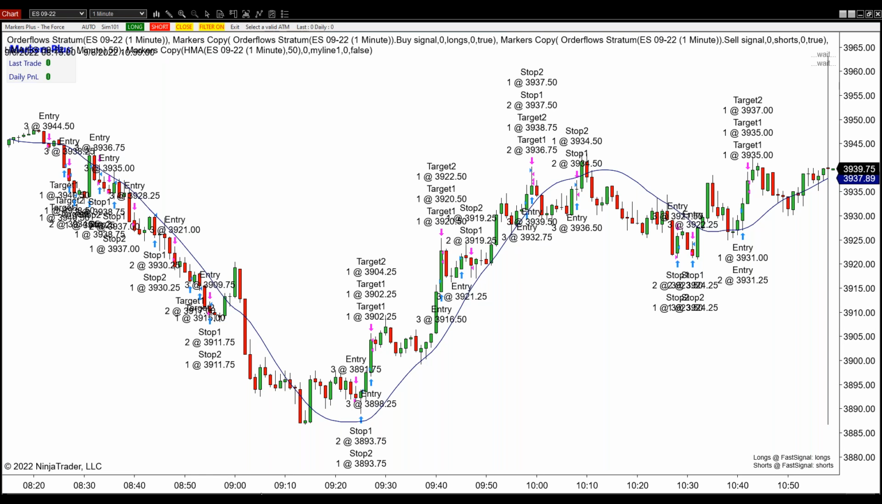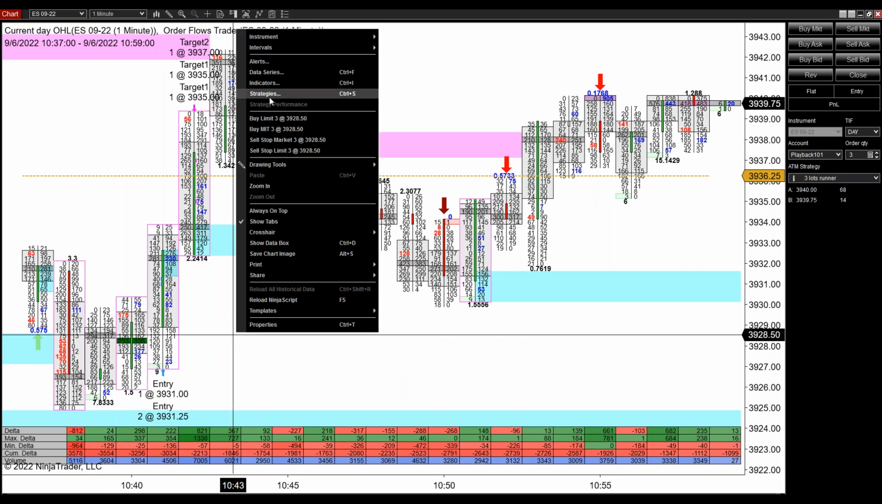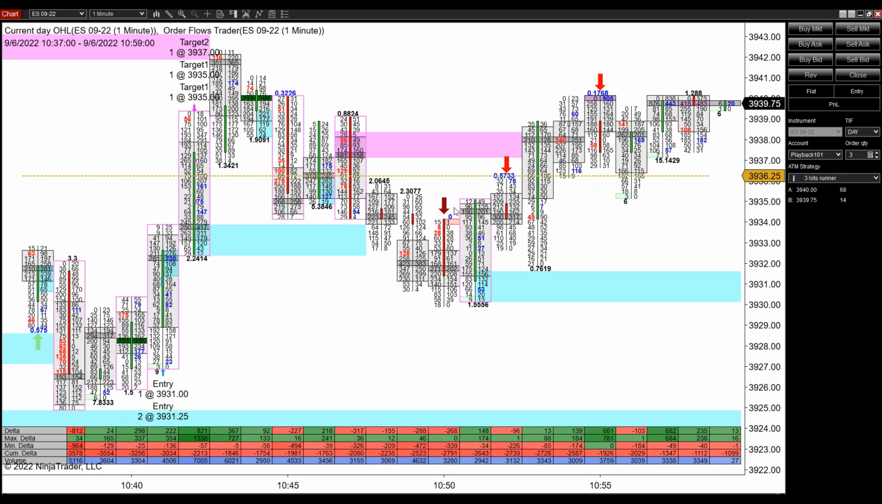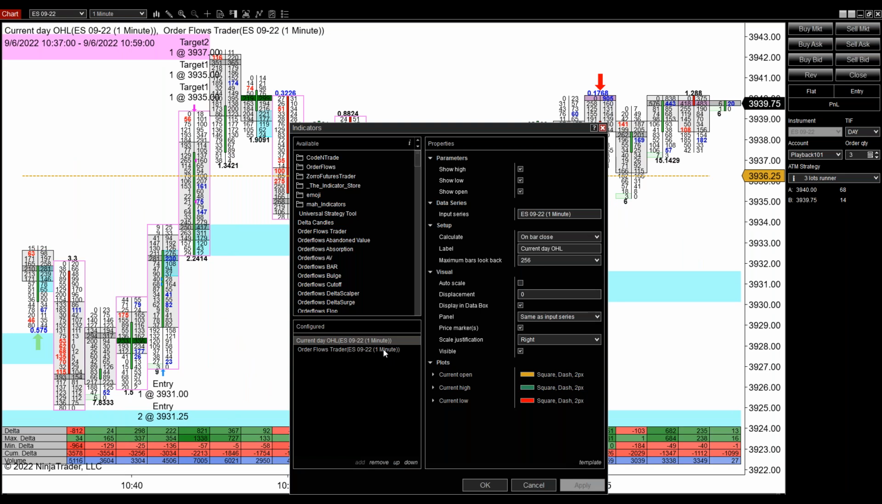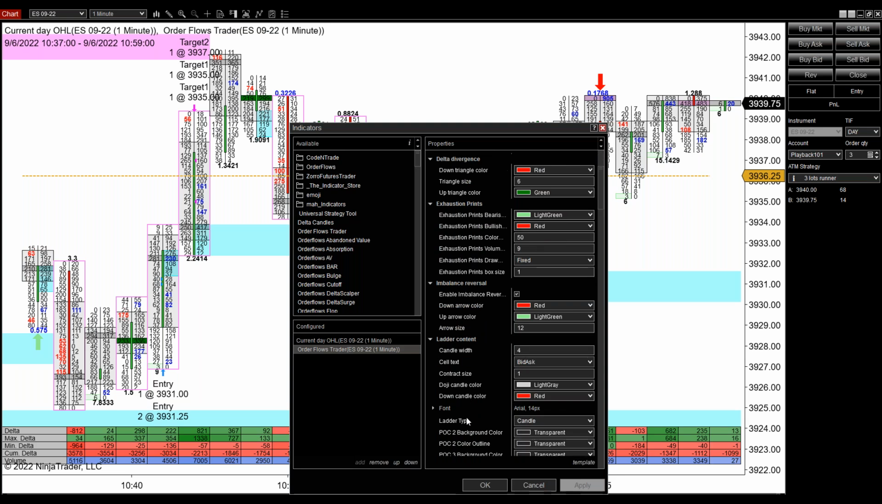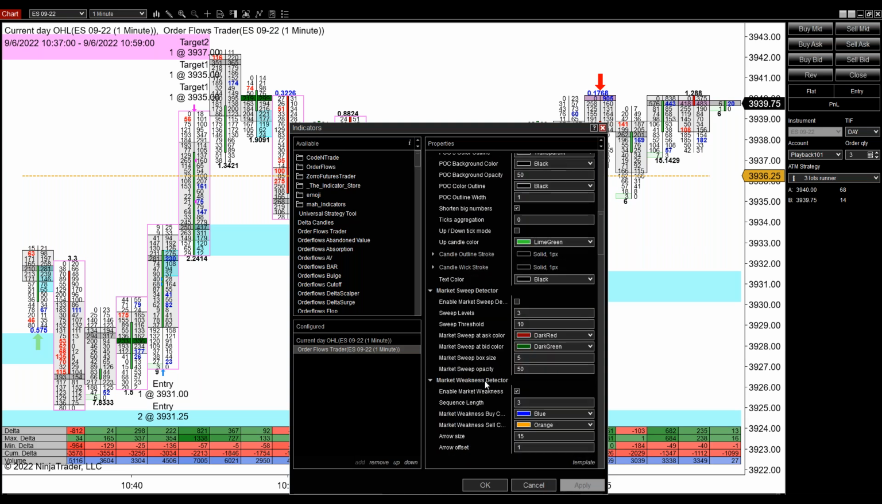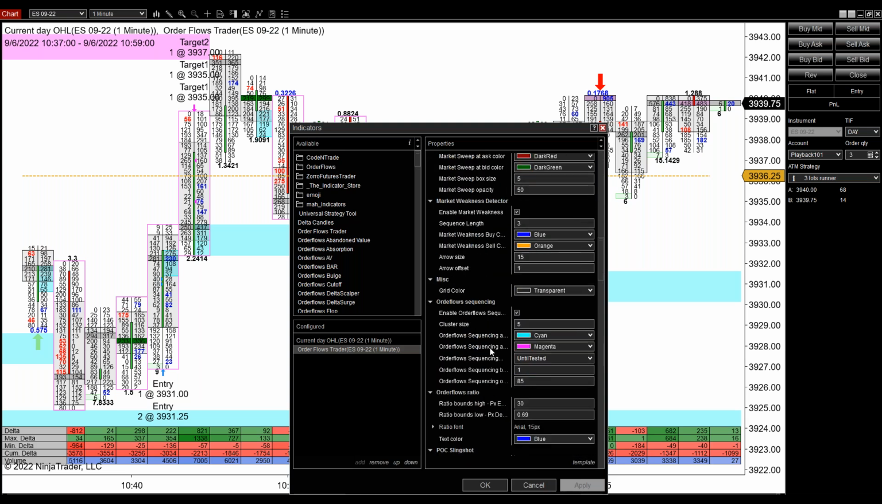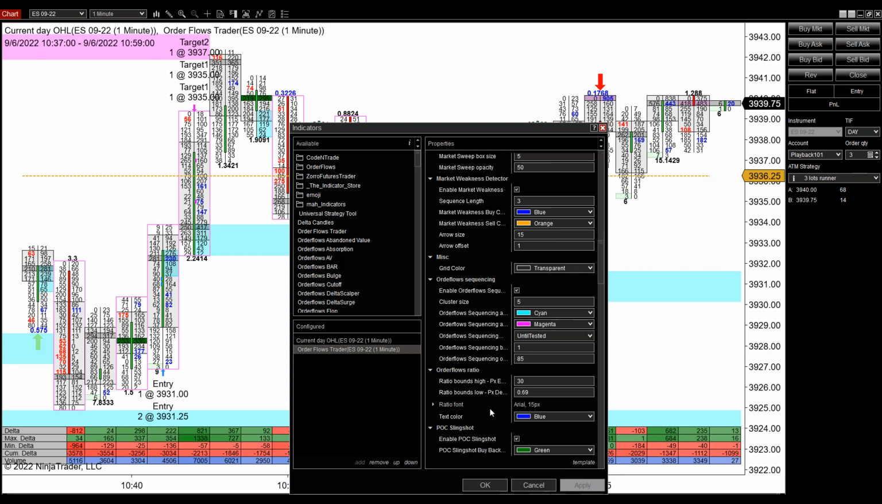Make these things, right? There's a lot of stuff in here on the Orderflows trader, the footprint chart. We are making all these things like the tail, buying and selling tails, delta divergence, exhaustion prints, imbalance reversals, market weakness, market sweeps, sequencing, etc. We are working on a version of Orderflows Trader to make all of this readable in markers.